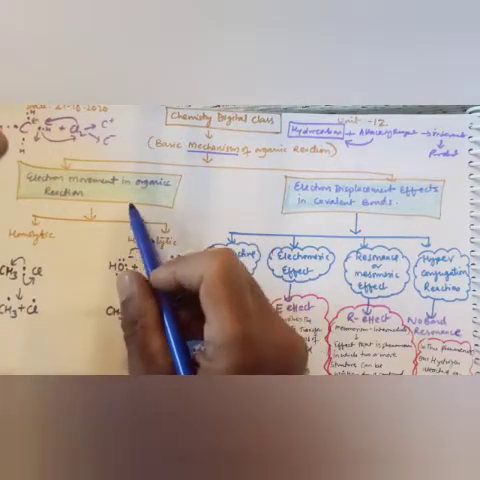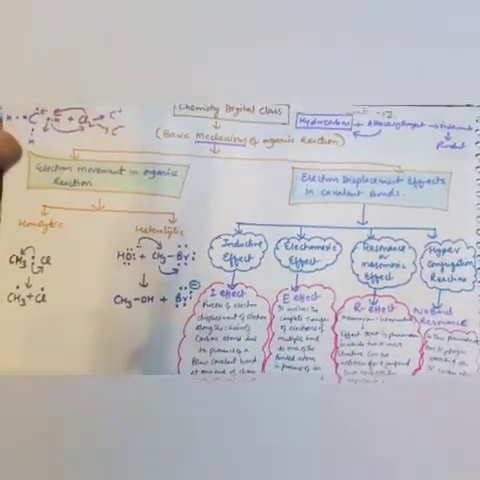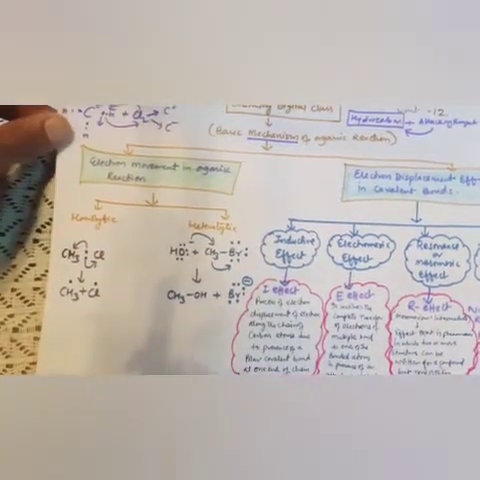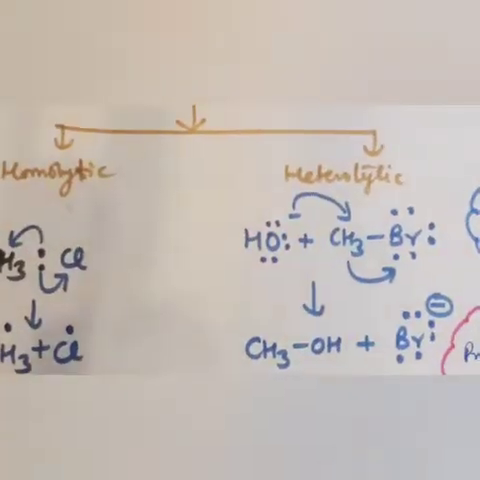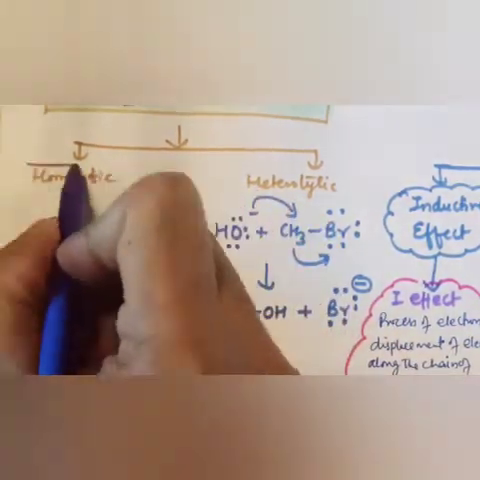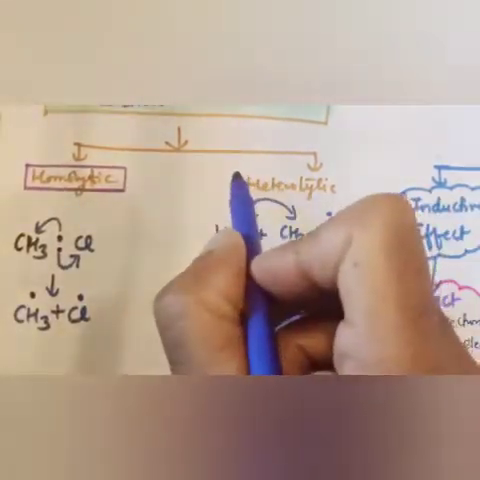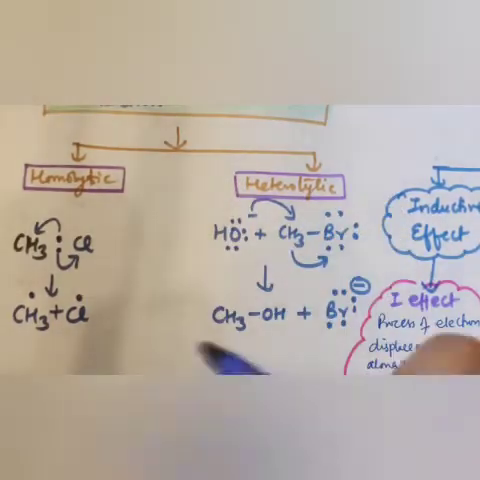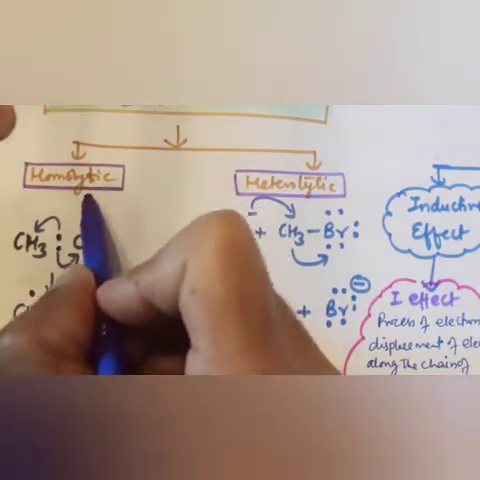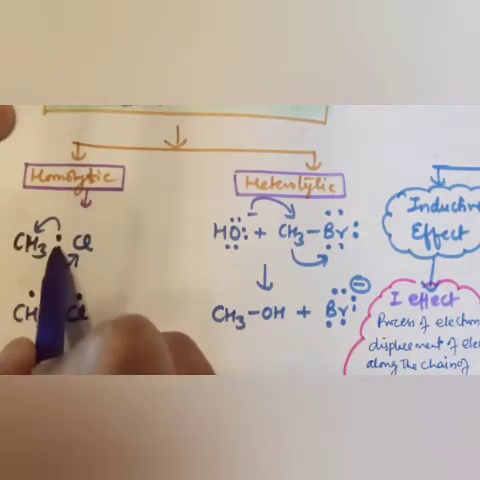First, movement: how it can move, where it can move. So electron can move in organic reaction in two ways, as we already studied. One is the homolytic way, the second is the heterolytic way. It is the same as what we discussed yesterday: homolytic cleavage and heterolytic cleavage. Homolytic cleavage is where the cleavage of the bond is in the same way.